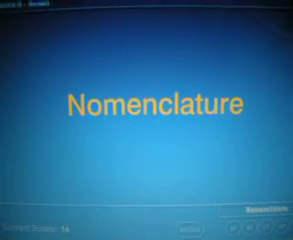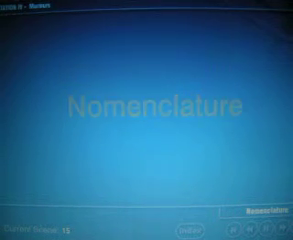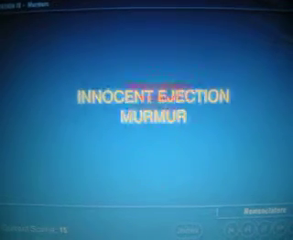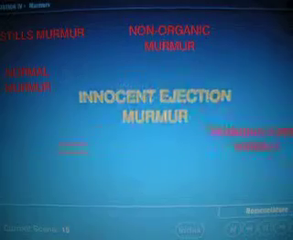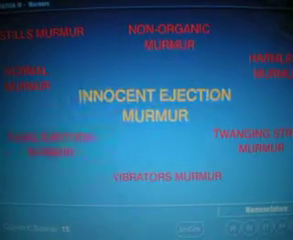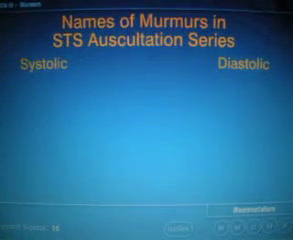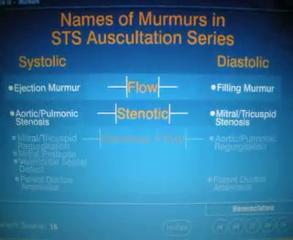Nomenclature. The names of murmurs can sometimes be confusing, for in the past, a great variety of names were given to the same murmur, more than 40 different names to the innocent ejection murmur alone. The names used here are simple, accepted, and based on the cause of the murmur.